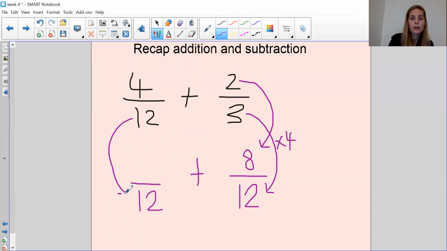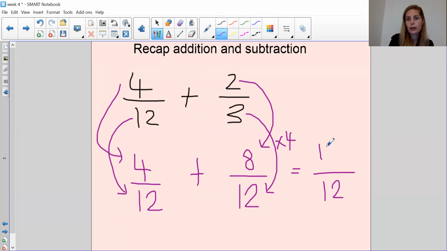And then what did I do for 12 to get 12? I did nothing, so I leave the top number the same as well. Now that my bottom numbers are the same, I can easily add my top numbers. Do I ever add the bottom numbers and denominators? Great, I never add them, I leave them the same. So first of all, I'm going to leave it as 12ths. I say 4 plus 8 is also 12.